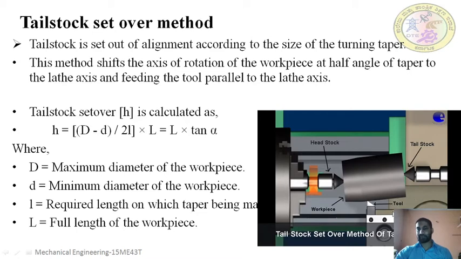Though the tool is moved in a straight line, since the workpiece is in a taper direction, it will remove the metal in an angular direction. So the required angle is obtained by this method. This is obtained by offsetting the tailstock to a particular distance after calculation of the set over.